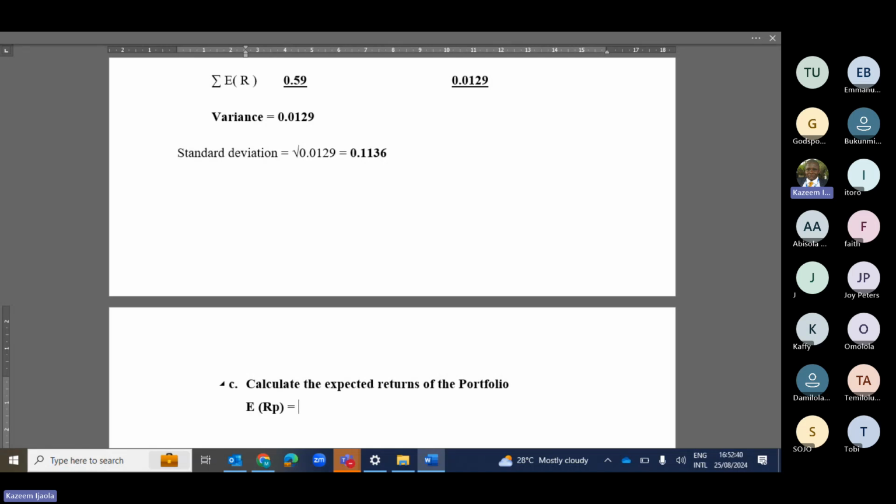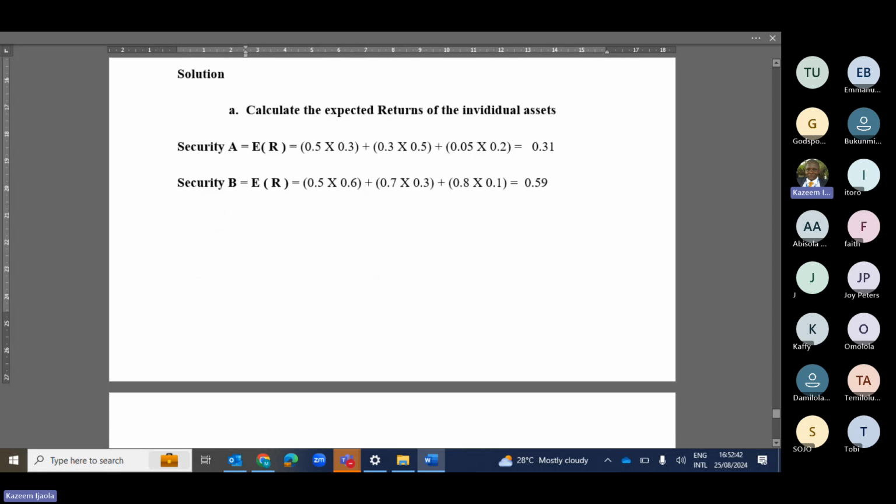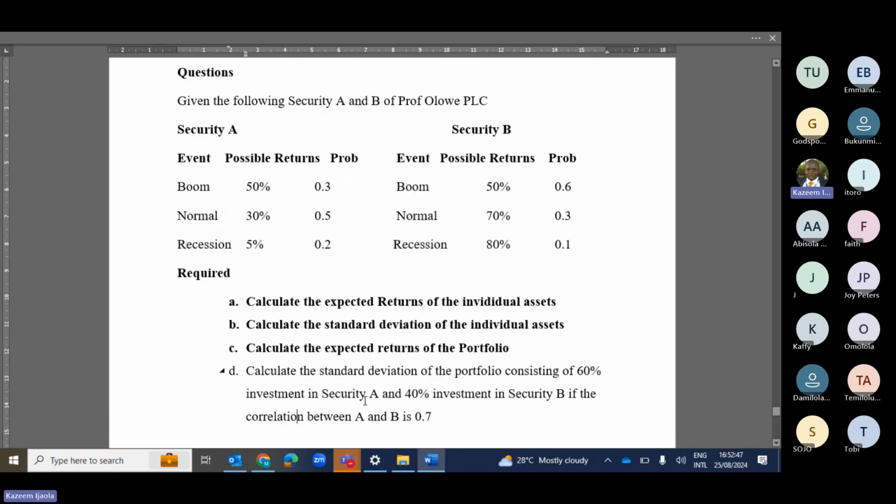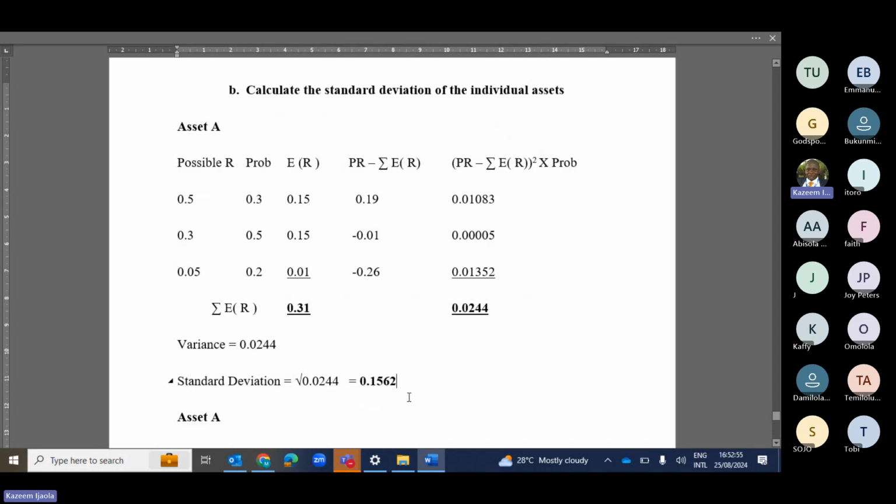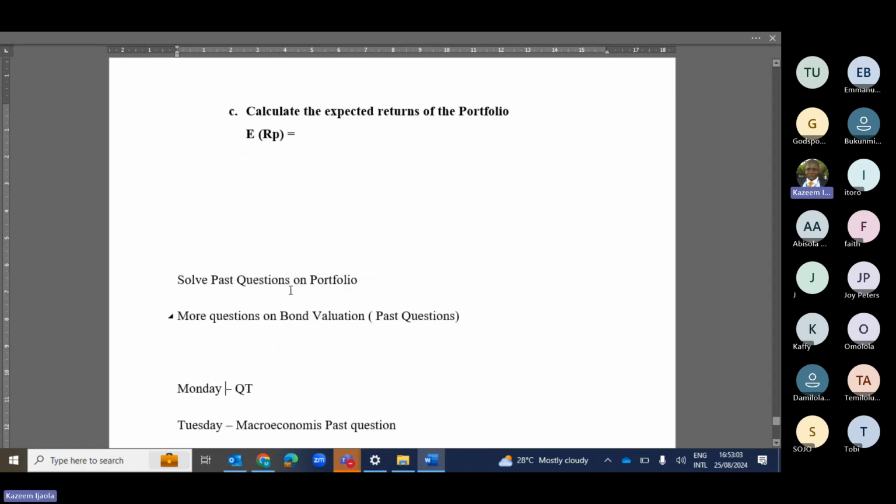You are told that the portfolio has a weightage of 60% for security A and 40% for security B. So whatever return you arrived at for the individual asset, multiply it by the weightage. Let me write the formula. This one is going to be weight of A times return of A, plus weight of B times return of B. That is what you need to do.